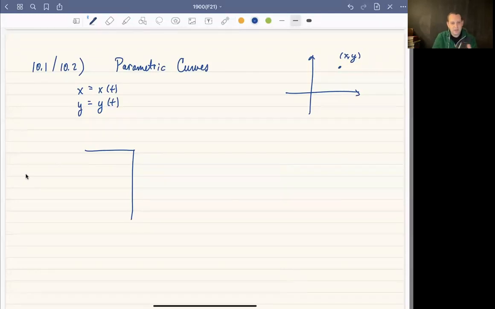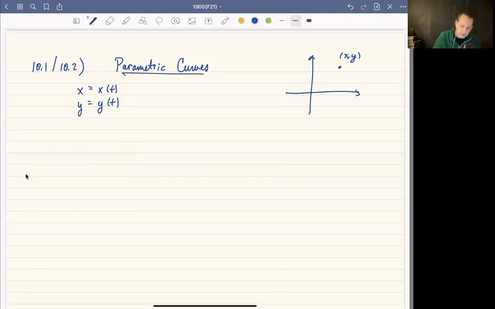So anyway, there was a scenario where the x value and the y value were independent, and therefore it made sense to think of x as a function of t and y as a function of t, not necessarily them as being functions of each other. Okay, so this is the kind of thing that we're going to do here.